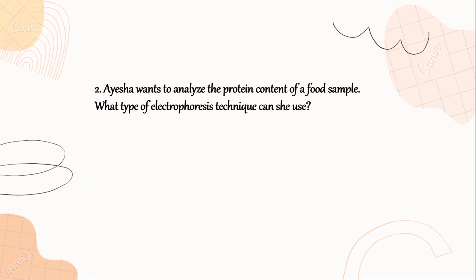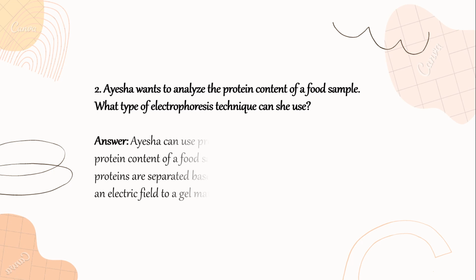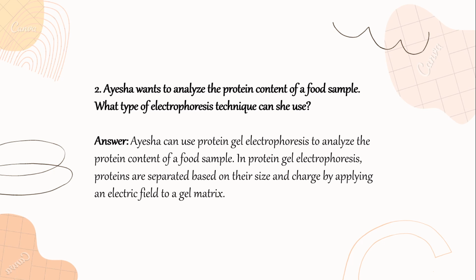Number 2. Aisha wants to analyze the protein content of a food sample. What type of electrophoresis technique can she use? The answer to this will be: Aisha can use protein gel electrophoresis to analyze the protein content of a food sample. In protein gel electrophoresis, proteins are separated based on their size and charge by applying an electric field to a gel matrix.